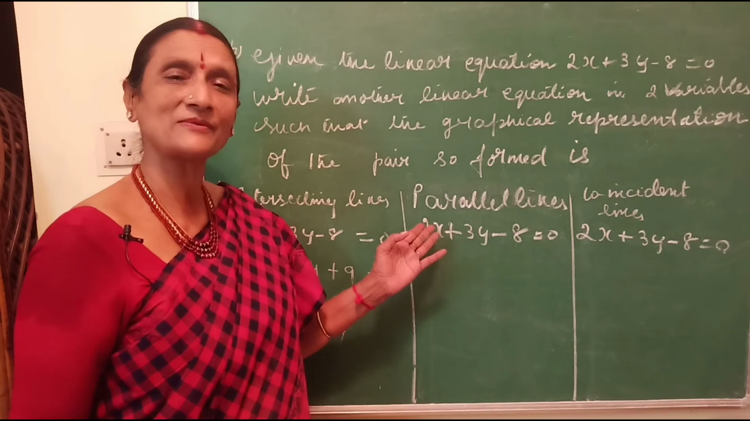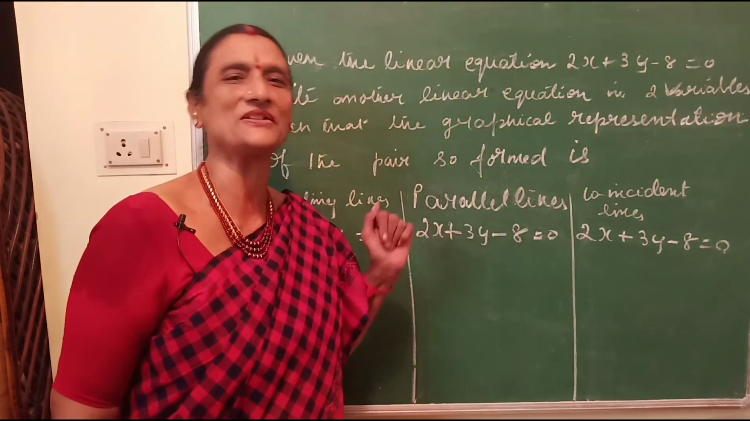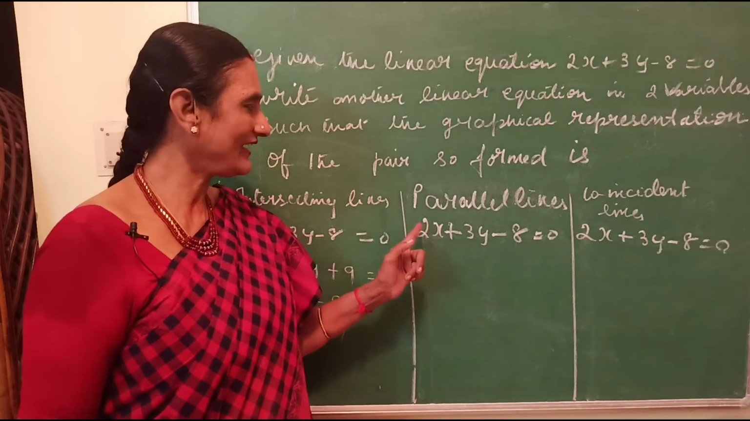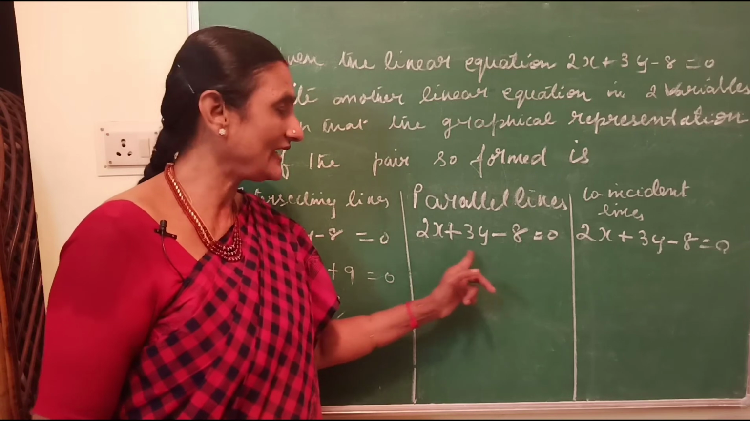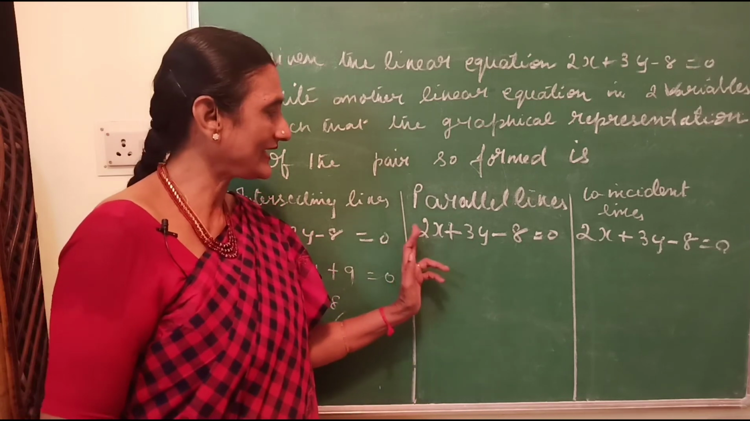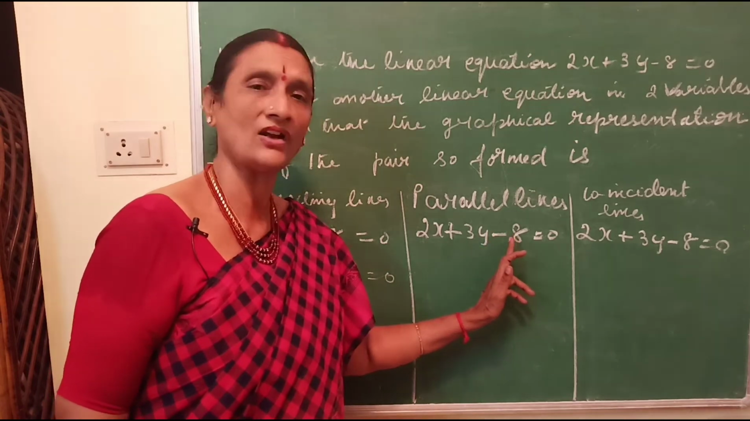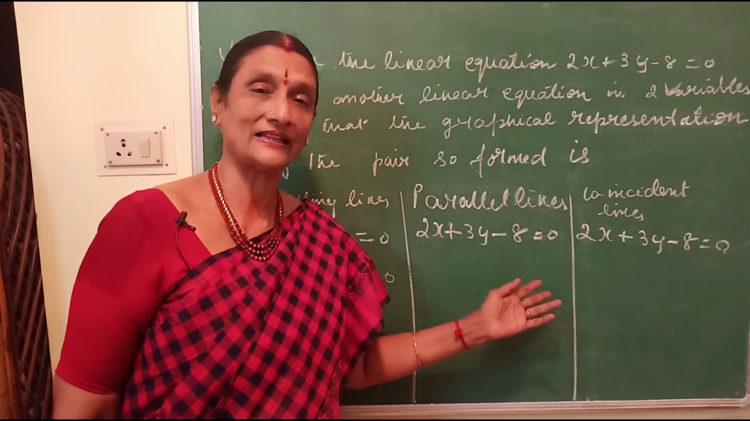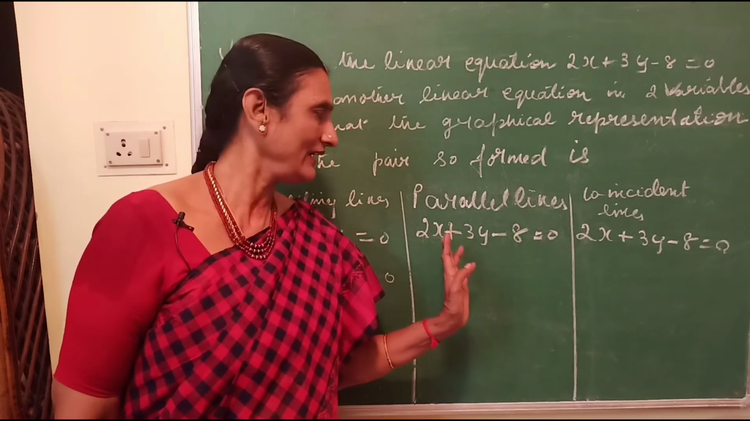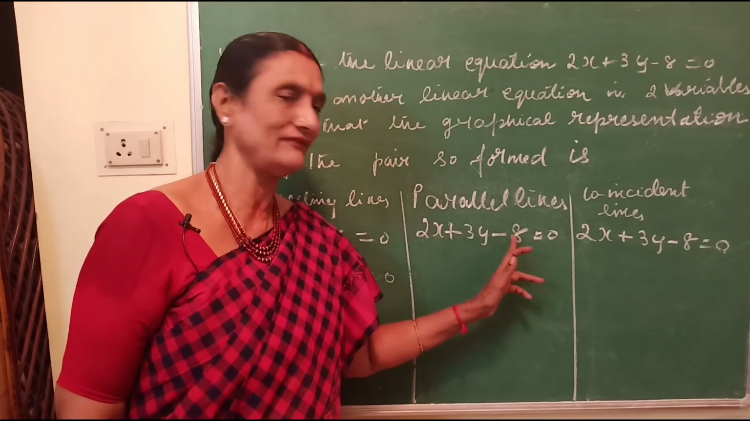So, parallel lines means what? a1 by a2 is equal to b1 by b2, but that is not equal to c1 by c2. So, for that we have to adjust these two coefficients in such a manner that these two ratios are the same. In that case, we can multiply 2x and 3y by the same number, but the constant can be anything. It need not be the product of this multiplying factor with c1.